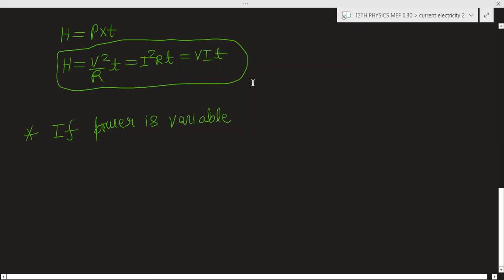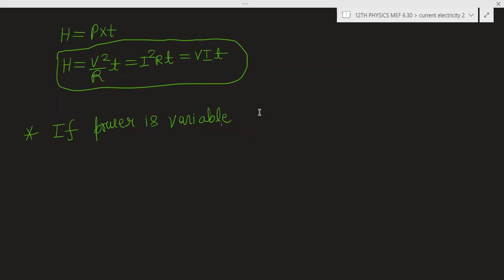If power dissipation is variable, what is the meaning of variable? It means that with respect to time, the amount of power dissipation in the wire or the circuit is either increasing or decreasing. This is the meaning of variable power with respect to time.